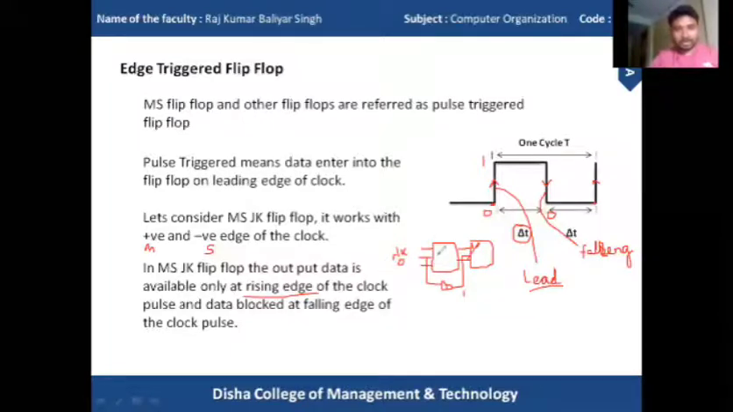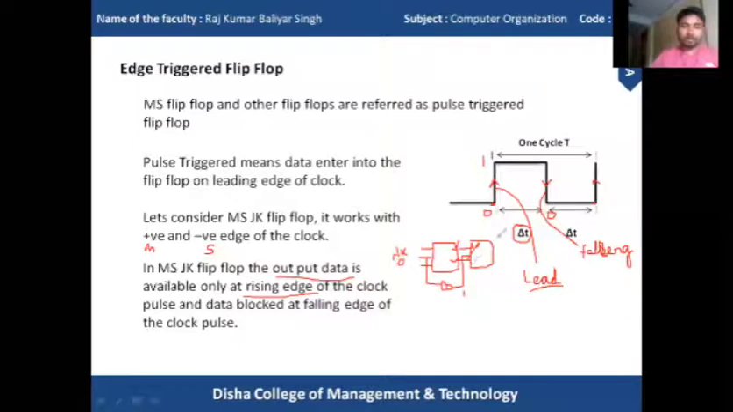When the data is received by the flip flop, automatically we get the data at the output side. So it means that at the rising edge only we are getting the output data, or the output data is available at the rising edge of the clock cycle or clock pulse. And the reverse time, that means the falling edge.